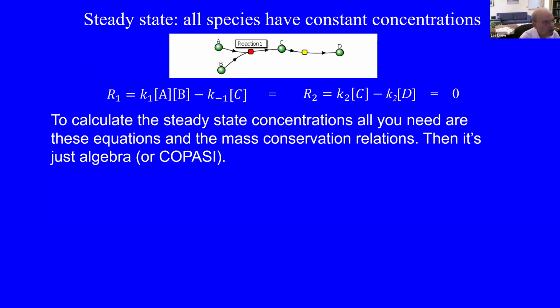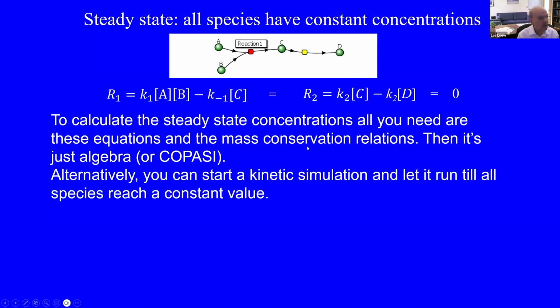Another way to do it is you can start a kinetic simulation and let it run until all the species reach a constant value. And that's your steady state, okay?